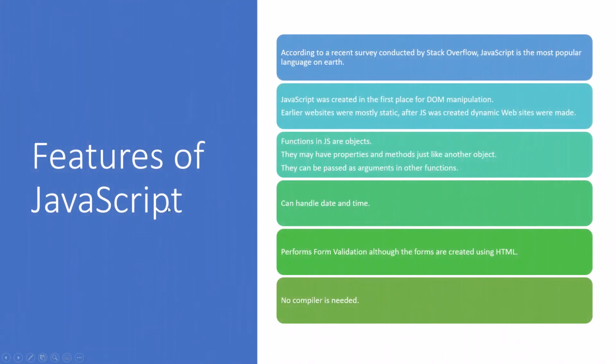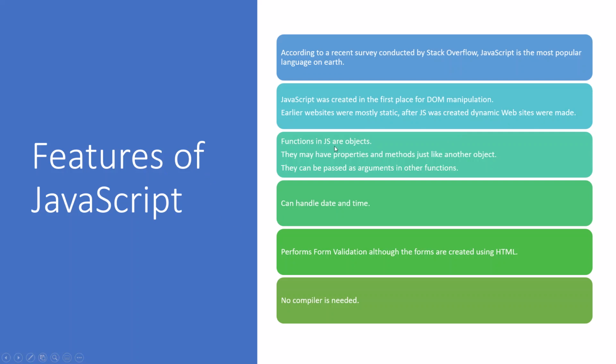The next is features of JavaScript. So what are the different features that JavaScript provides? One is, according to the recent survey conducted by Stack Overflow, JavaScript is the most popular language on earth. So JavaScript was created in the first place for DOM manipulations. Earlier websites were mostly static before JavaScript, and after JavaScript was created, dynamic websites are made.